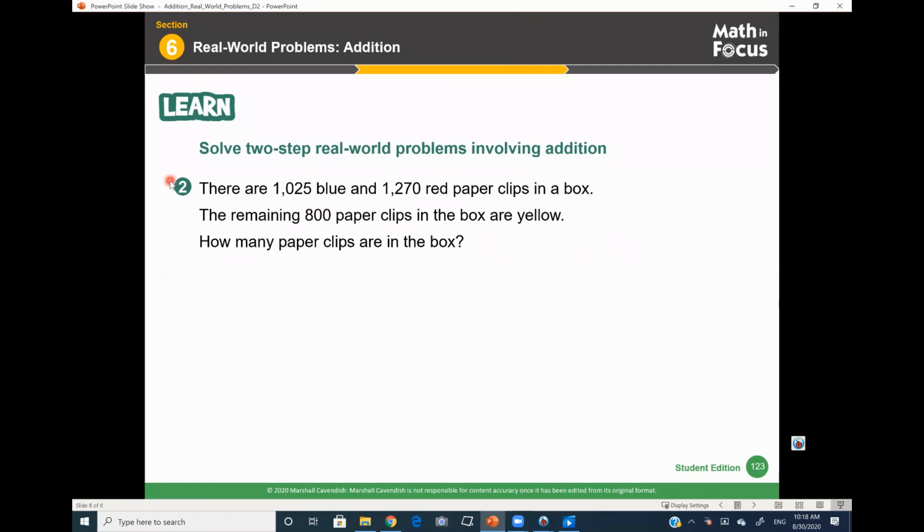Now let's finish by giving you a little challenge here. Solve this problem using a two-step problem, using the strategies we just learned. Remember to read the problem. There are 1,025 blue and 1,270 red paper clips in a box. The remaining 800 paper clips in the box are yellow. How many paper clips are in the box? Remember to solve one question at a time. Represent your problem with a bar model. And don't forget to run your numbers to check how reasonable your answers are. Well, let's see you next time.